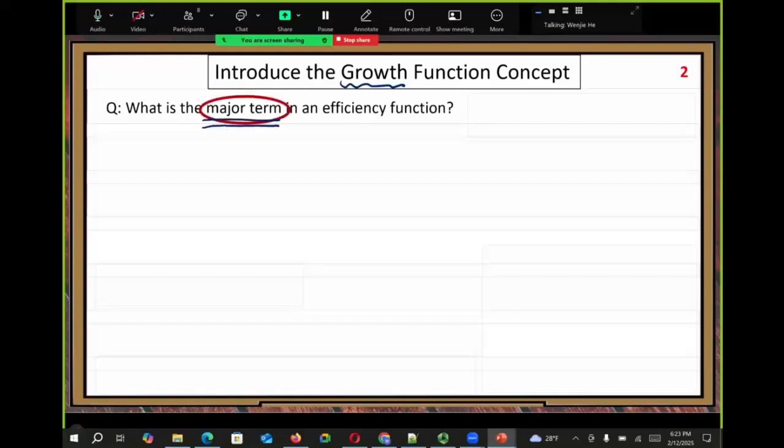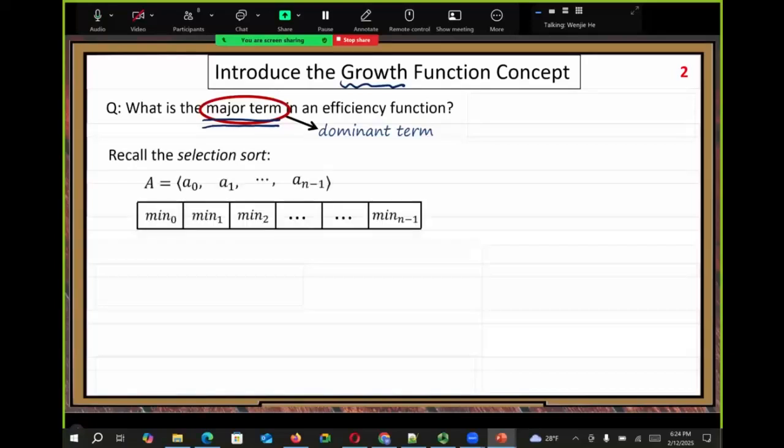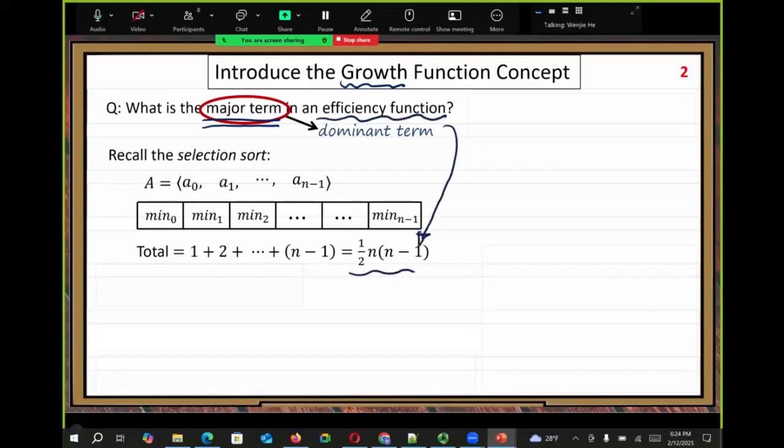Then you extract that major term. You have several terms. The major term is the dominant term, and the others are the minor, non-dominant terms. So let us use our selection sort as the example. In this example, we know the efficiency function. This is the efficiency function: 1/2 times n minus 1.